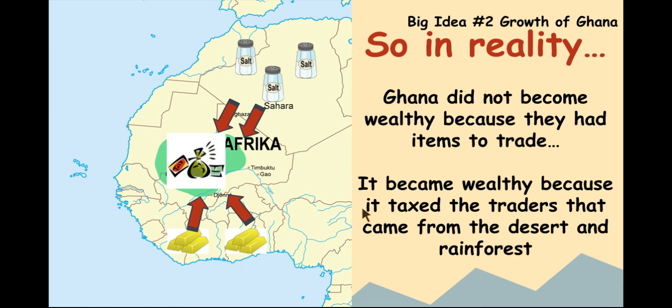So if you think about it here on this map, you have the Sahara Desert, and you have the salt coming across the desert, and then you have the gold coming from the rainforest, and both ended up in Ghana. Ghana would collect taxes from the salt and from the gold traders. So in reality, Ghana did not become wealthy because they had items to trade. They became wealthy because they taxed the traders from the rainforest and the desert.